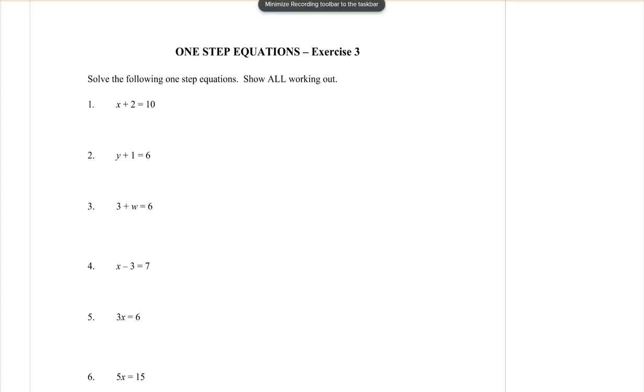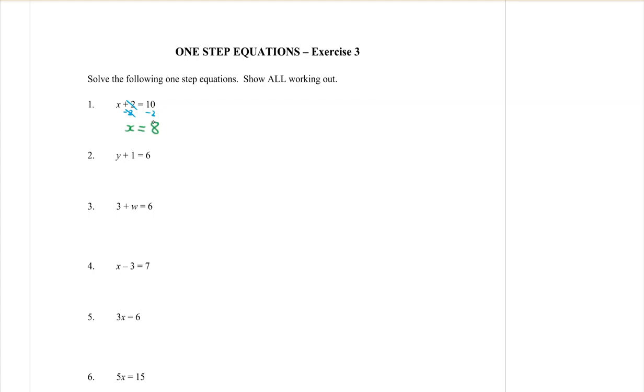Okay, so the first couple of questions are just a recap of what we just did. So let's quickly do those. If I have x plus 2 equals 10, the opposite is to put minus 2 under both sides. Cross off the 2's on the left. X is by itself. 10 take away 2 is 8. Okay, let's do the next one.